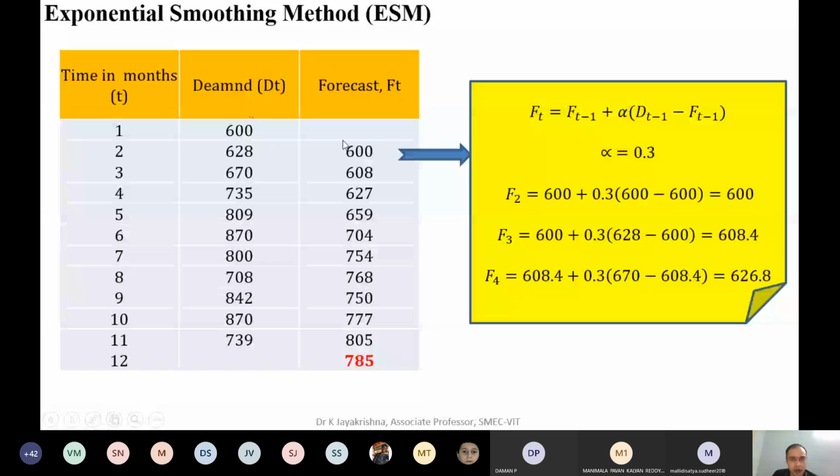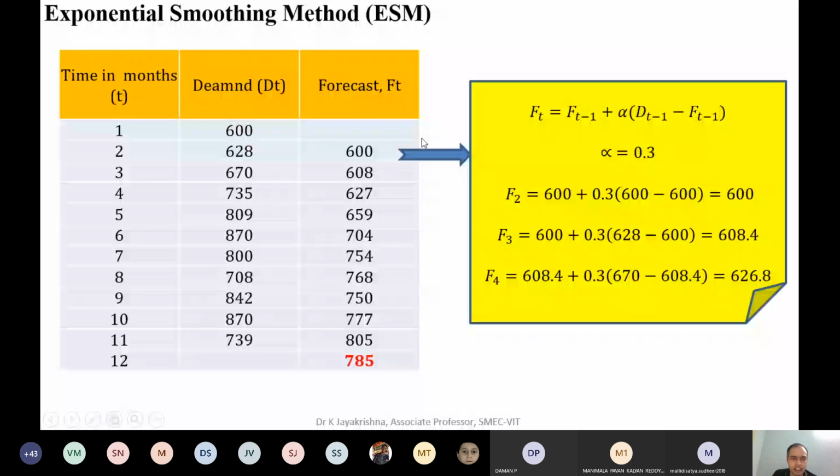Then the forecasted value. How am I going to forecast? With exponential smoothing, I told you it's the forecasted demand for the last month. The forecasted demand for the last month is 600, because in this case we assume whatever sales we made in the last month as the forecasted demand, since we don't have any forecasted value.